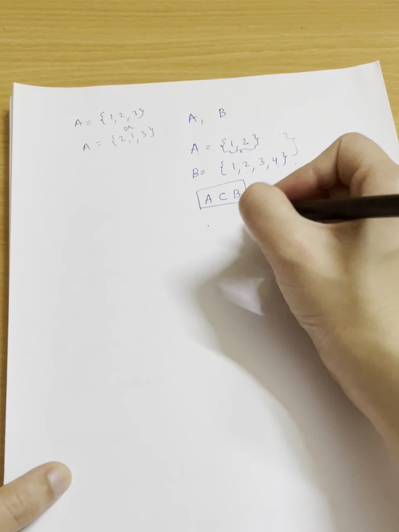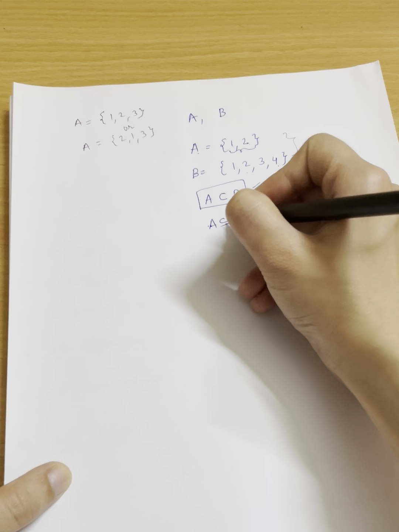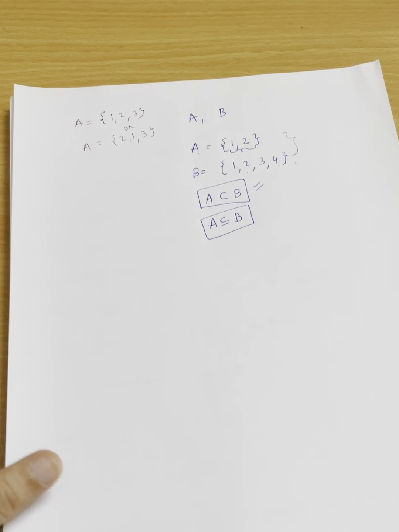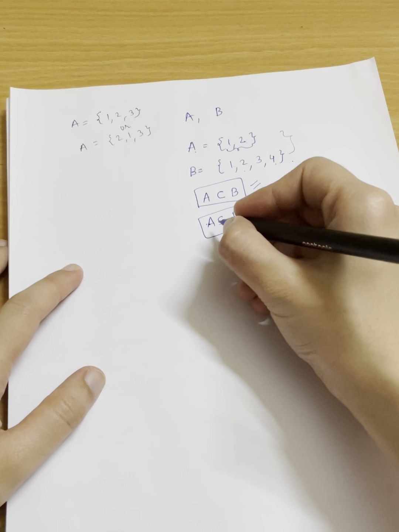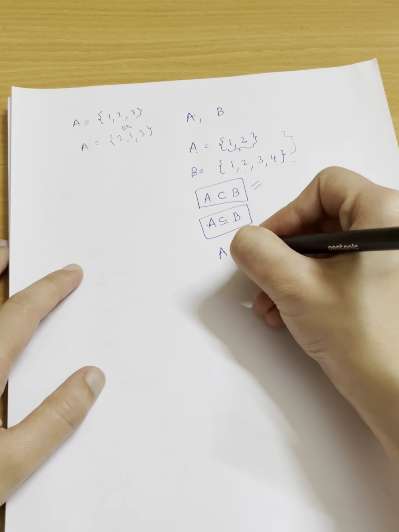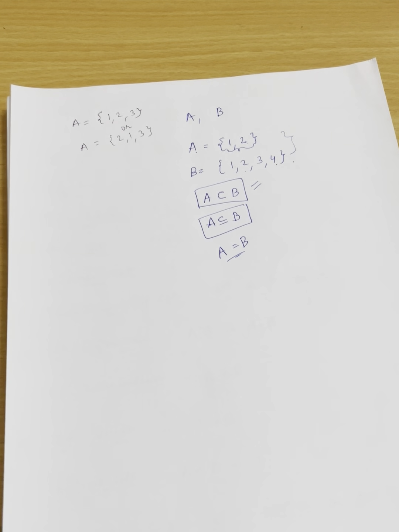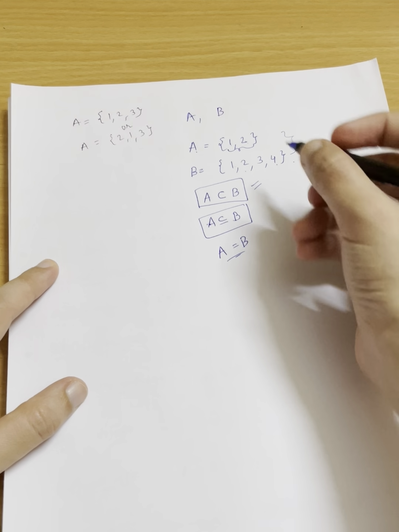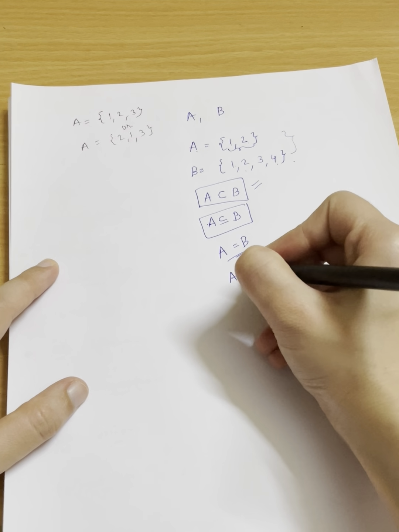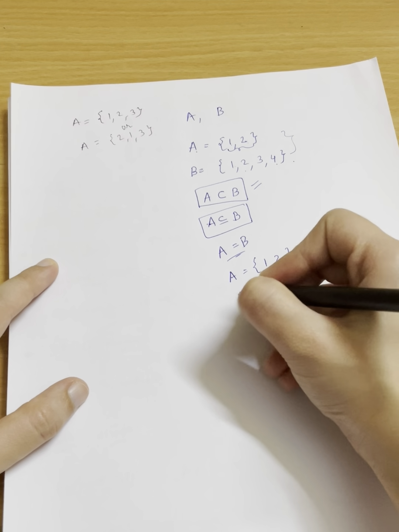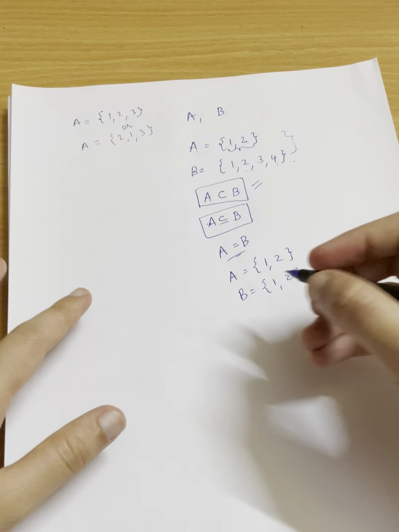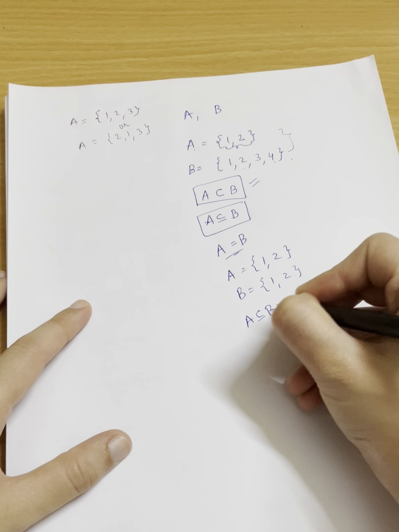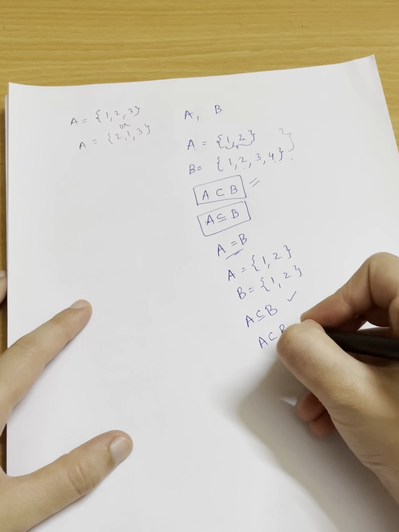You can also say A is a subset of B. It is not wrong, since 1, 2 is present in B also. But what does this equal sign mean? It means A equals B. When these two sets are equal, let's suppose A is {1, 2} and B is also {1, 2}, what will you say? You can say A is a subset of B. But can you say A is a proper subset of B?